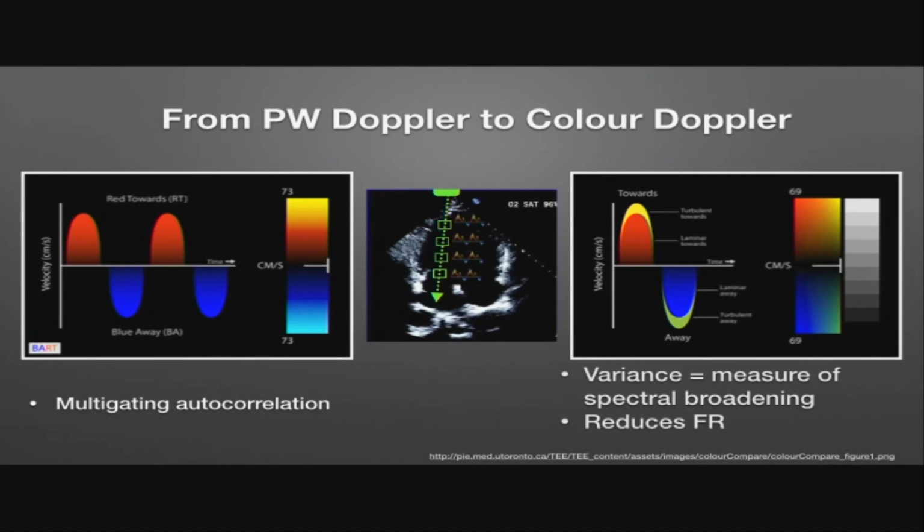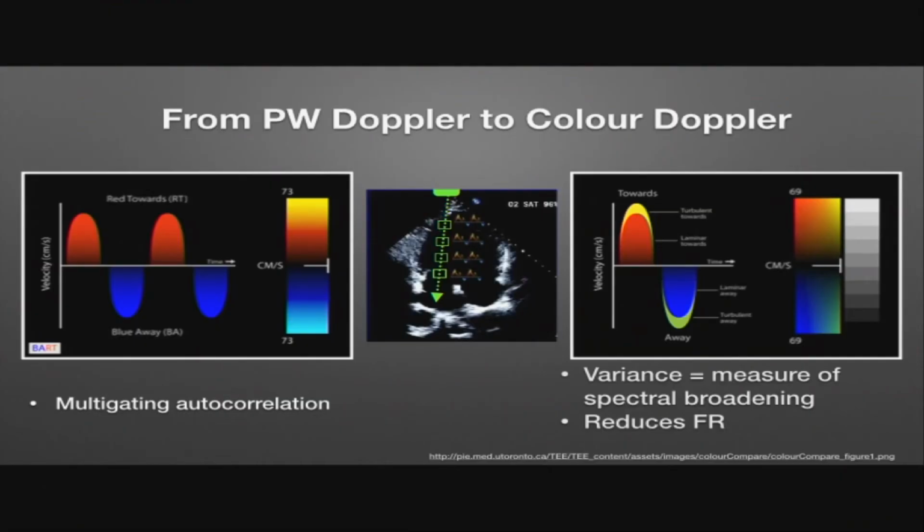And what we're trying to get with color Doppler is, essentially the computer sets up multiple gates within the sector that you put on the screen. And it gets an idea through multi-gating autocorrelation, basically, as it averages, whether the blood is moving towards or moving away, and the velocity that it's doing it with. And it tries to average that all together to give you some concept of the movement of the blood in there, visually.